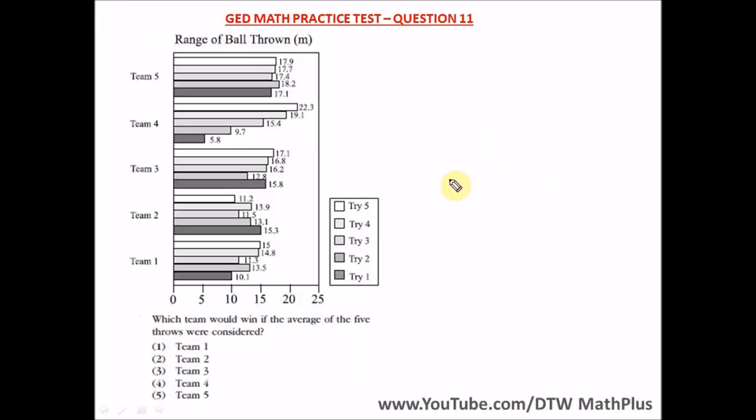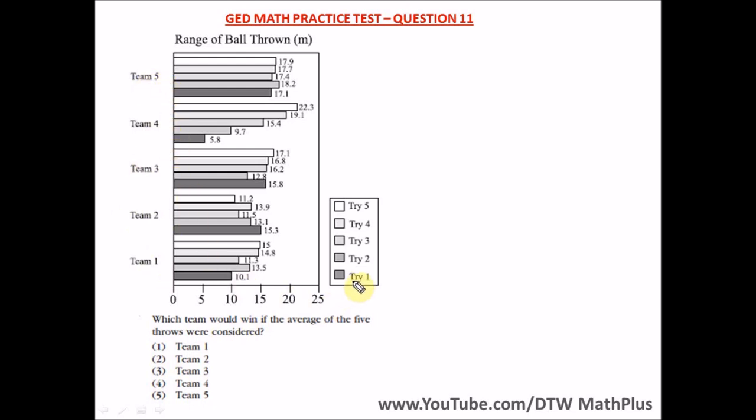Question 11 of the GED math practice test part 1, that's the part with calculator. It says, we're considering this particular chart here. This is a range of ball thrown in meters. Let's just interpret this diagram. And we have team 1, team 2, team 3, team 4 to team 5.